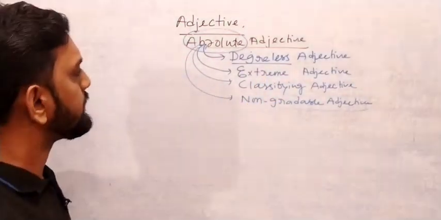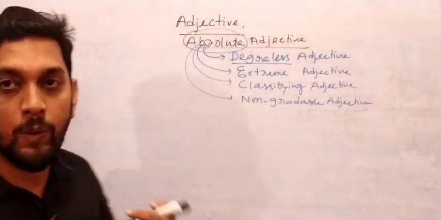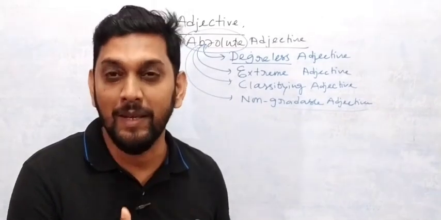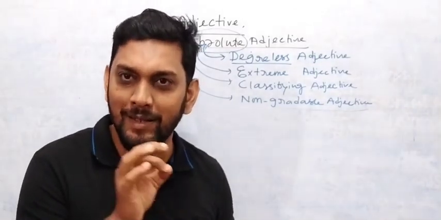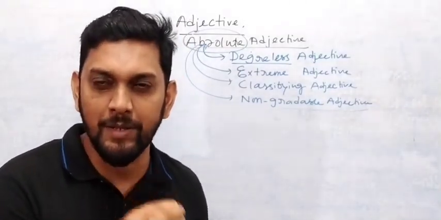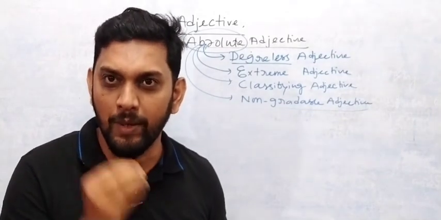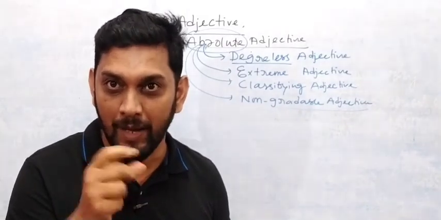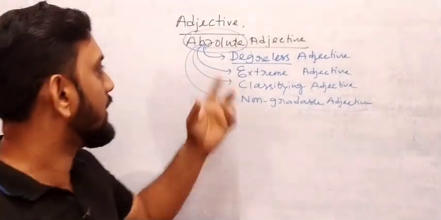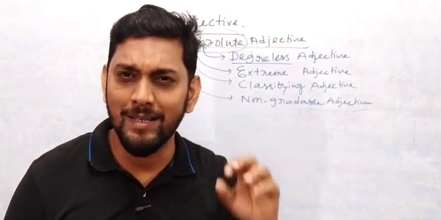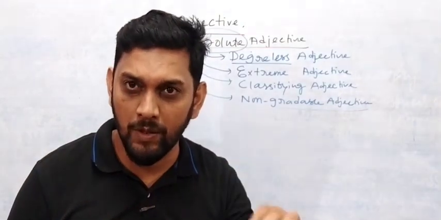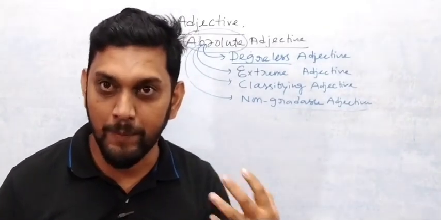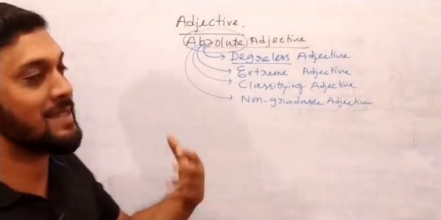Very good. Now the question is, sir, what is an absolute adjective or degreeless adjective? What does it mean? It means degreeless adjectives, or you can say absolute adjectives, are the adjectives which always show the complete quality or extreme quality. I repeat, absolute adjectives or degreeless adjectives are the adjectives that always show extreme or complete quality. That is why it is known as absolute or degreeless adjective.